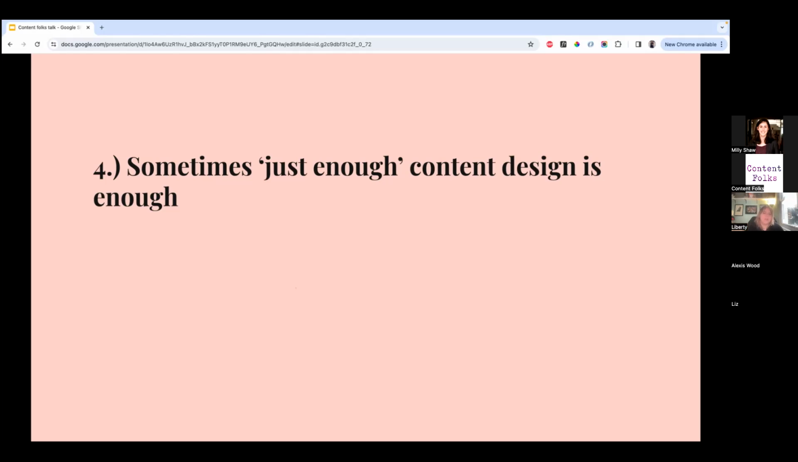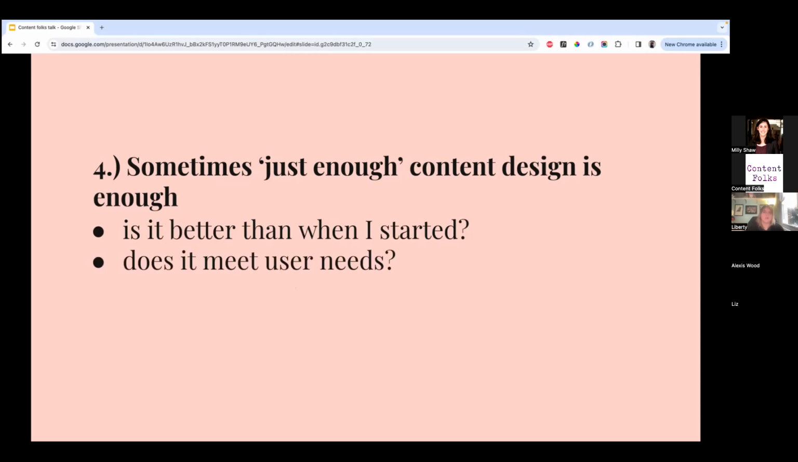And when I'm thinking about what just enough content design is, I think about these points. Is it better than when I started? So if there was no solution, is there now a solution? Or if there was a solution, is the solution better than it was when I started? Yes. Does it meet user needs? Yes, hopefully. And obviously, sometimes some business needs. Is it accessible? Yes, hopefully, if you've done everything that you should be doing.